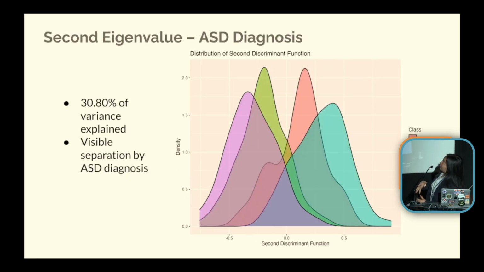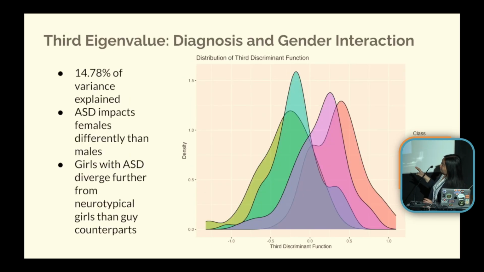The second eigenvalue, which contributes to the second most variance, is the ASD diagnoses, and we can see that they're separated here. And then the third eigenvalue, which still had a significant contribution, but less than the other two, was the interaction between diagnoses and gender. What's interesting is that the girls diverge further than the guys, and that's something that can be looked into.